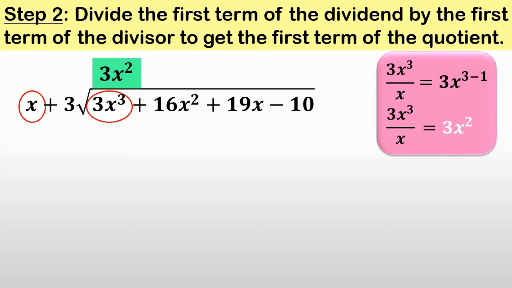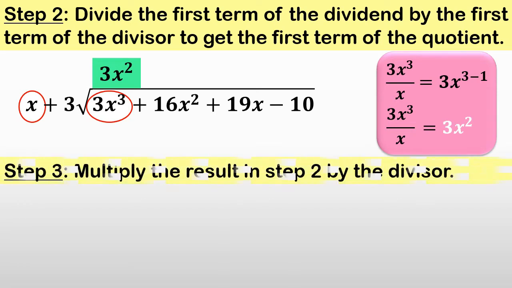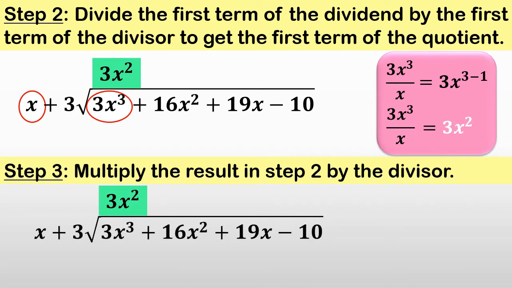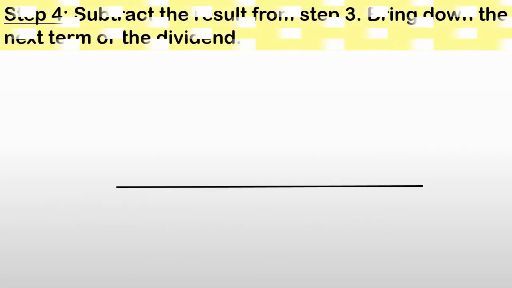Since we found out the first term of the quotient, now, let's proceed to the third step. Multiply the result in step 2 by the divisor. So, i-multiply natin ang quotient natin sa each term ng ating divisor. So, let's multiply it. So, 3x squared times x. So, it will become 3x cubed. 3x squared times 3. So, this is equal to 9x squared. After we multiply the quotient by the divisor, let's proceed to the fourth step.